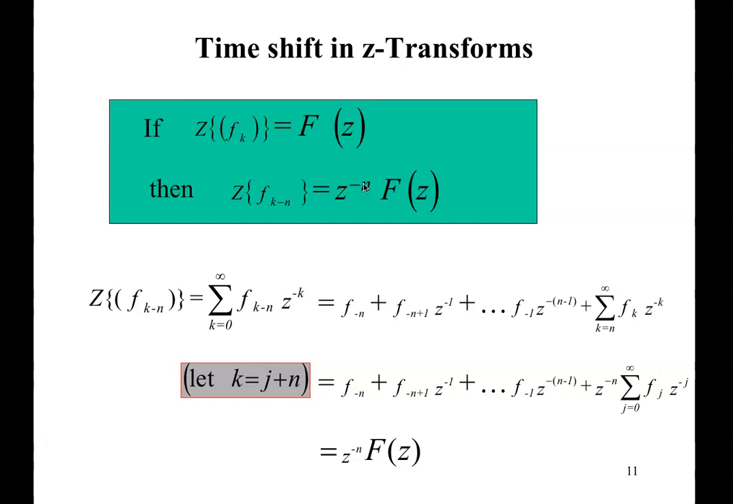z to the power of minus 1 means delay of one interval, z to the power of minus 2 means delay of 2 intervals, and so on and so forth. So if you delay by n intervals, then of course the zTransform will have to be multiplied by z to the power of minus n. So n is just any interval number.